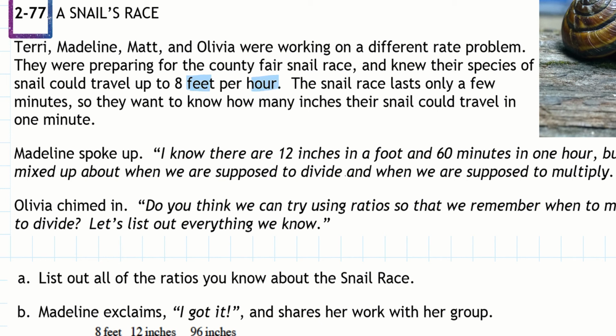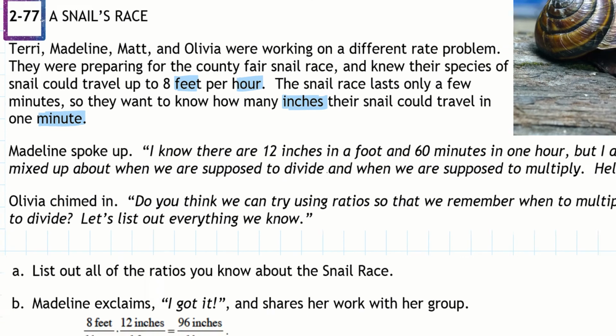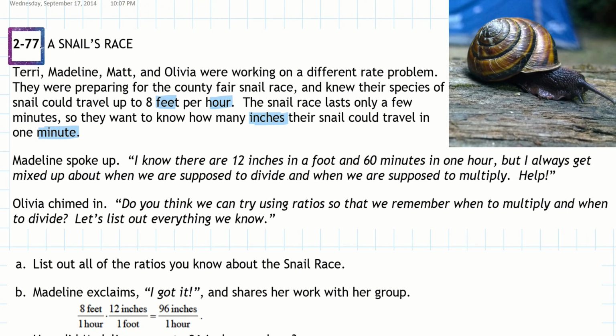The snail race lasts only a few minutes, so they want to know how many inches their snail could travel in 1 minute. Madeline spoke up, "Hey, I know there are 12 inches in a foot and 60 minutes in an hour, but I always get mixed up about when I'm supposed to divide and when I'm supposed to multiply by these things." And I understand totally what she's talking about because I know exactly those unit rates that she mentioned. I know those are conversion factors. I know 12 inches is a foot. I know 60 minutes is an hour. But it's like, where do we do this, right?